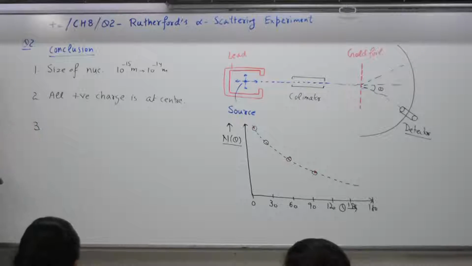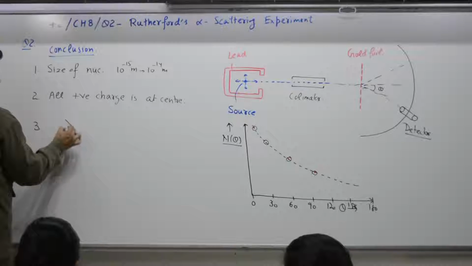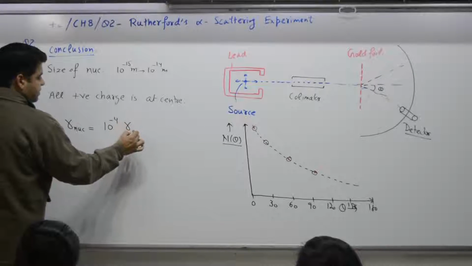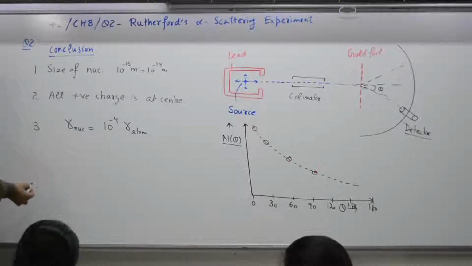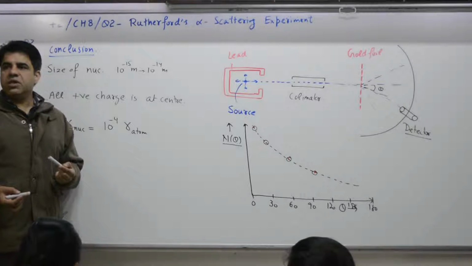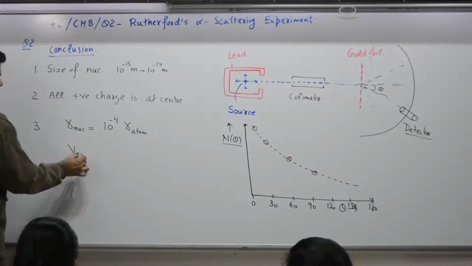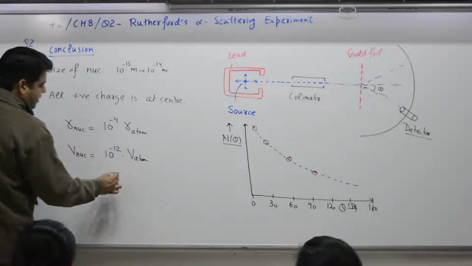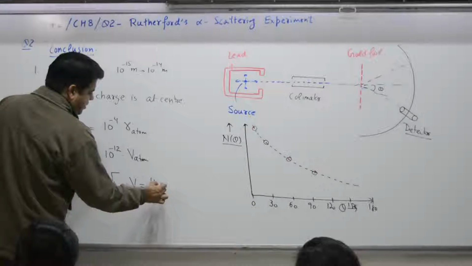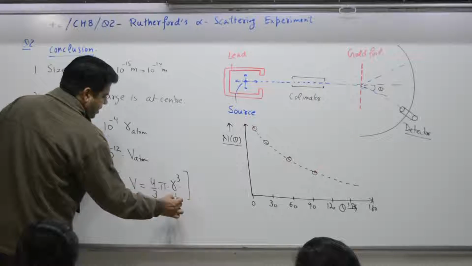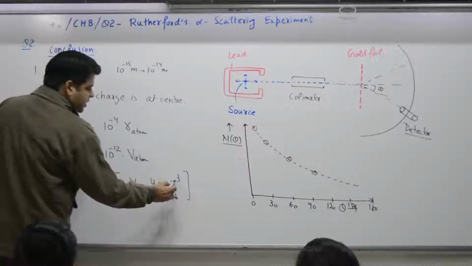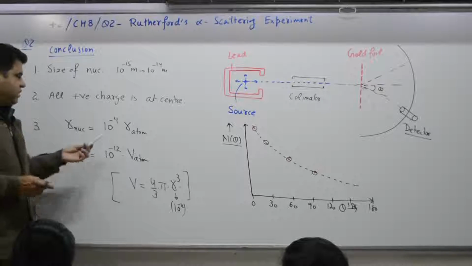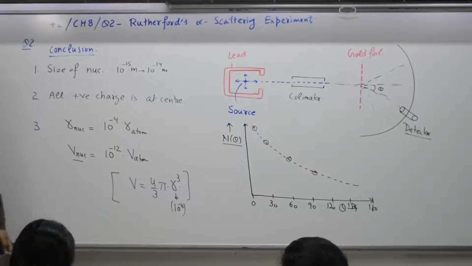3: the radius of the nucleus is 10 raised to power minus 4 times the radius of the atom. Volume is proportional to the volume of a sphere, 4 by 3 pi r cubed. So the volume of the nucleus is 10 raised to power minus 12 times the volume of the atom. Why? Because volume is 4 by 3 pi r cubed. If r is 10 raised to power minus 4, then 10 raised to power minus 4 cubed comes to 10 raised to power minus 12. That is why the radius is 10 raised to power minus 4, 1 by 10,000, and the volume is 10 raised to power minus 12. Two minutes with you to write.